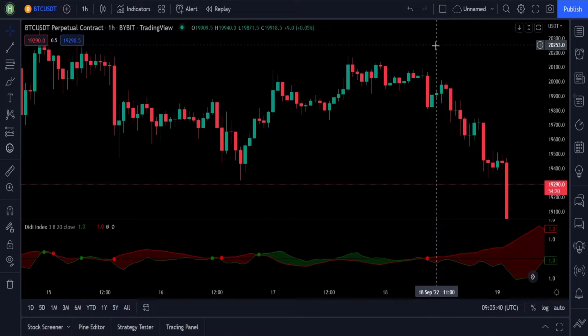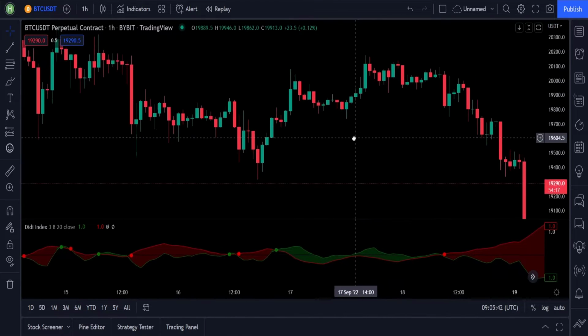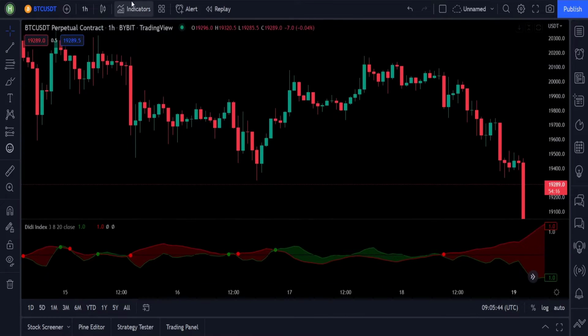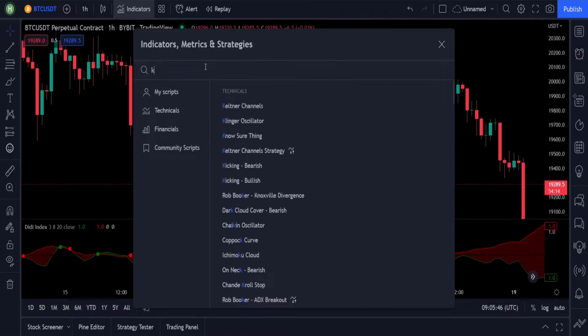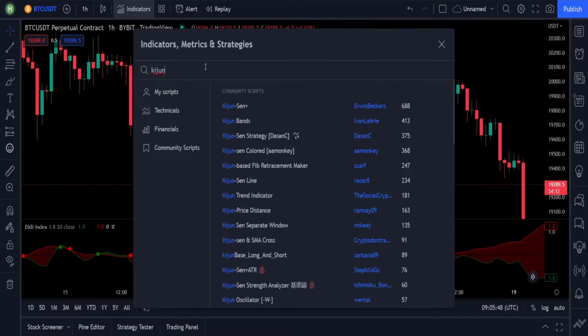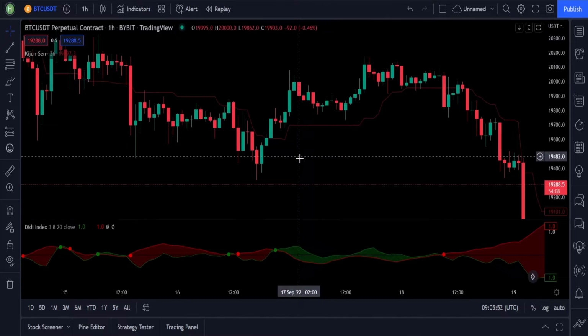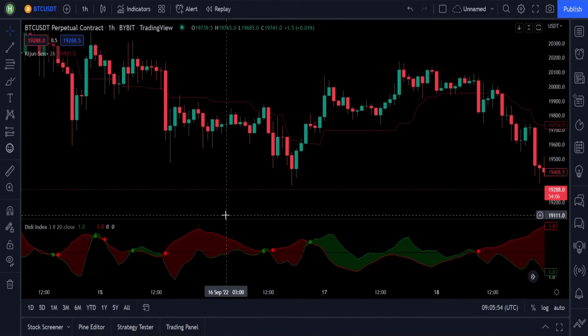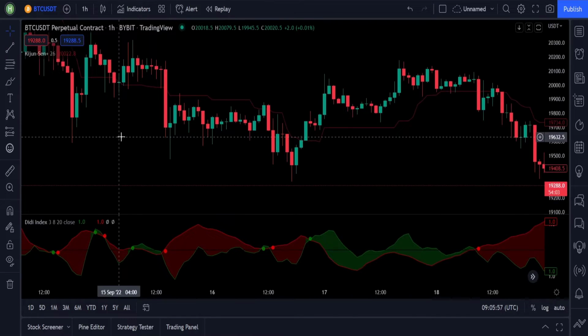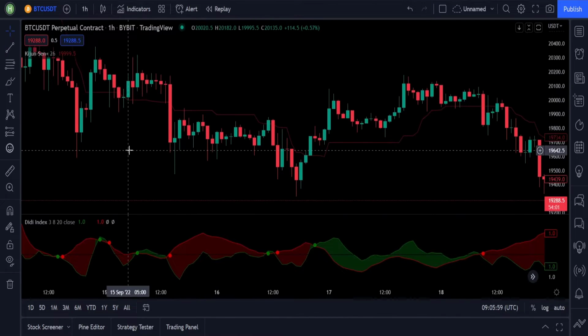The second indicator we're going to add is Kijun Sen by Aaron Beckers. The Kijun Sen is the midpoint price of the last 26 periods, and therefore an indicator of short to medium-term price momentum. The indicator aids in assessing the trend, and can also be useful for identifying trading opportunities.